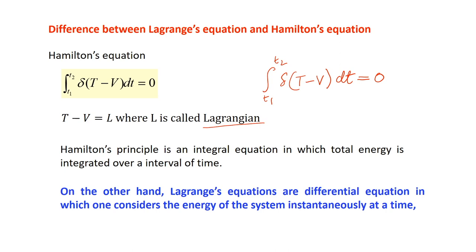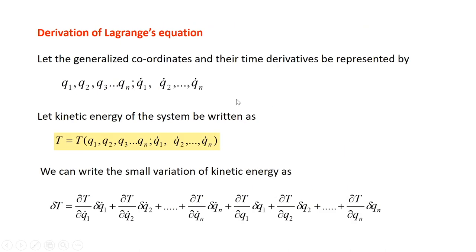Now, let us see what will be the difference. Hamilton method is an integral equation in which the total energy is integrated. At least we can say that variation of the total energy is integrated over an interval of time. On the other hand, Lagrange's equations are differential equations in which one considers the energy of the system instantaneously at a time. So, let us see how the equations are derived.